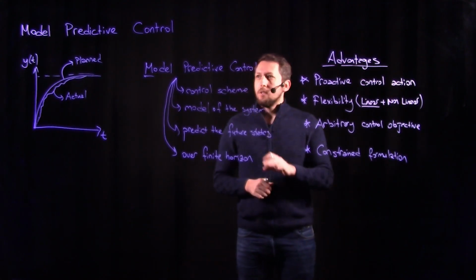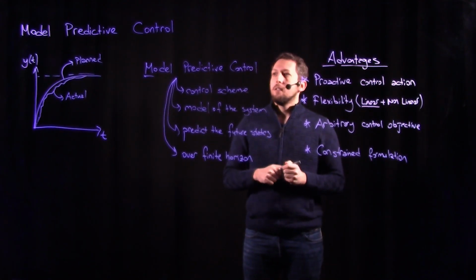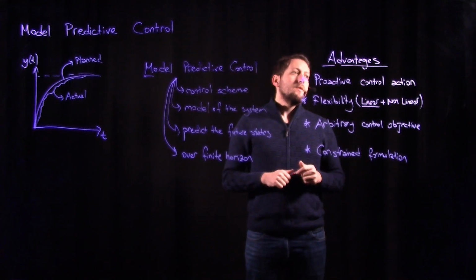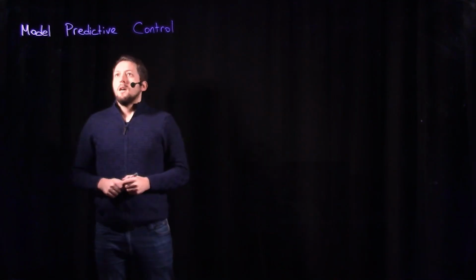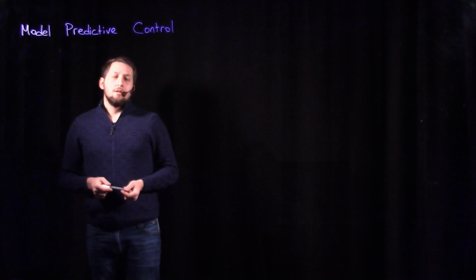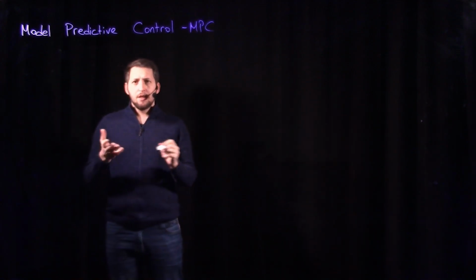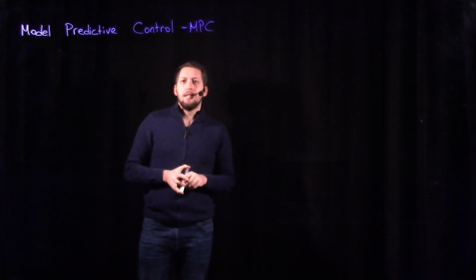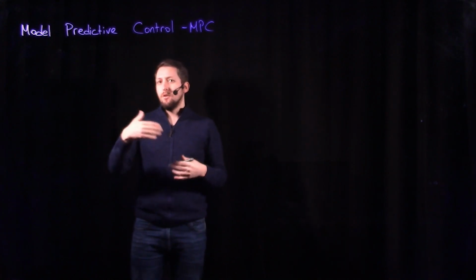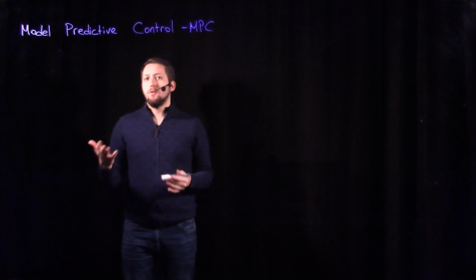Okay, so this summarizes briefly the advantages of model predictive control. And now I would like to briefly talk about the main principle of the MPC. The main principle of MPC can be summarized as: plan for long term, but execute for one.